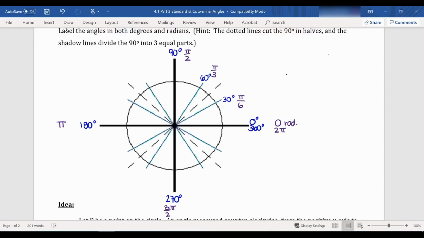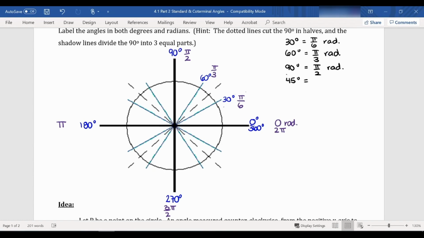We know from Math 11 our special angles were 30, 60, 90, and 45 degrees. So I'm going to write these ones down. 30 degrees is equal to pi over 6 radians. 60 degrees is equal to pi over 3 radians. 90 degrees was pi over 2 radians. Now we just need 45 degrees. That was our other special angle from Math 11.